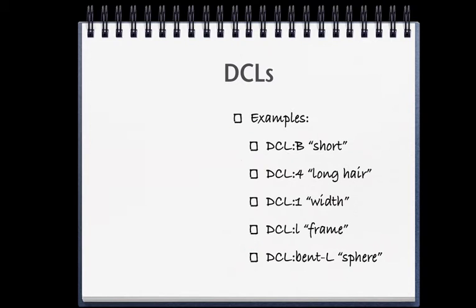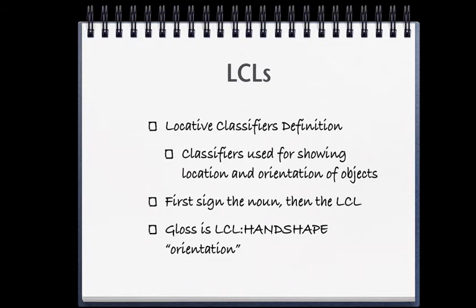Now these are just examples of some of the DCLs you can use. There are many more different DCLs you can use. And it all depends on the hand shape as far as what the shape of the object is. So that is DCLs. Let's move on to LCLs.